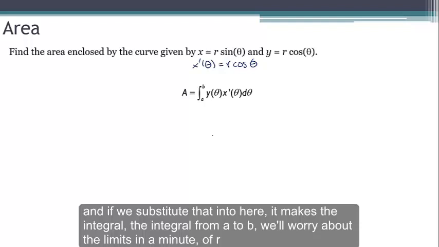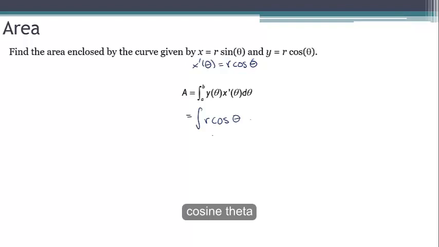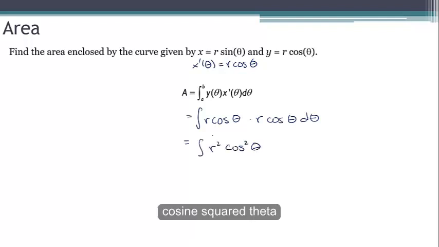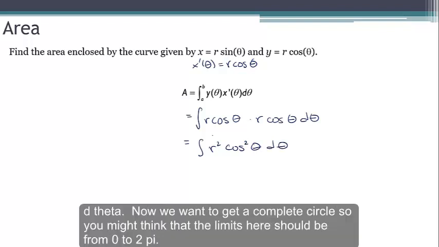And if we substitute that in here, that makes the integral from a to b, we'll worry about those limits in a minute, of r cosine theta times r cosine theta d theta. So if we do a little simplifying, this is the integral of r squared cosine squared theta d theta.